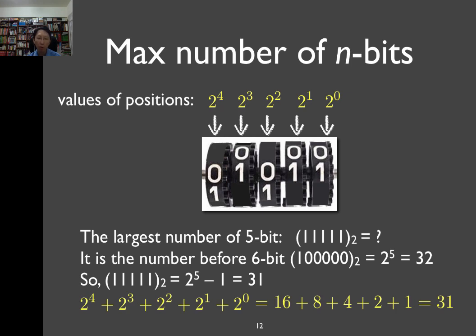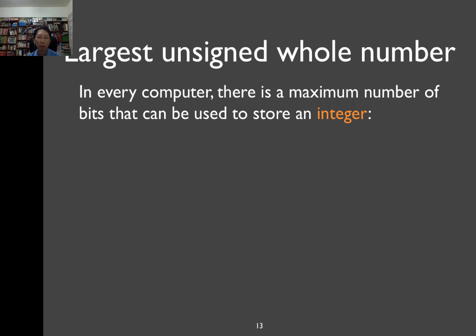verification, and we add all of the weighting. 16 plus 8 plus 4 plus 2 plus 1, and it is indeed 31. It really is 31. Largest unsigned whole number. Here we are discussing unsigned integers, without a positive or negative sign. Their maximum value has a limit. In every computer, there is a maximum number of bits that can be used to store an integer.